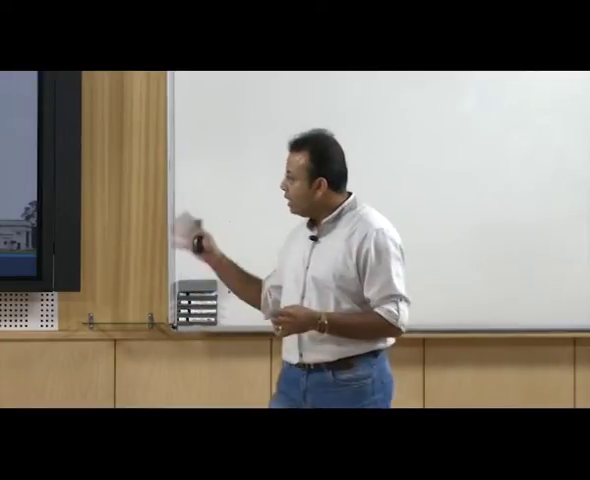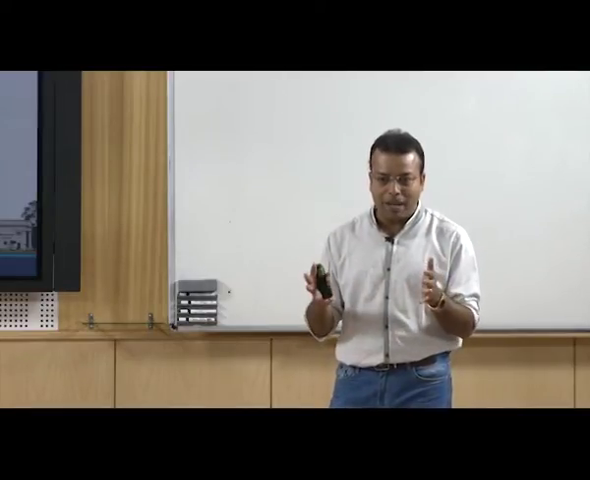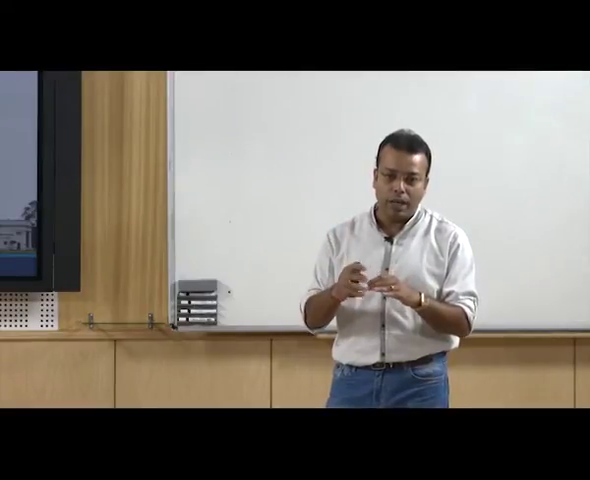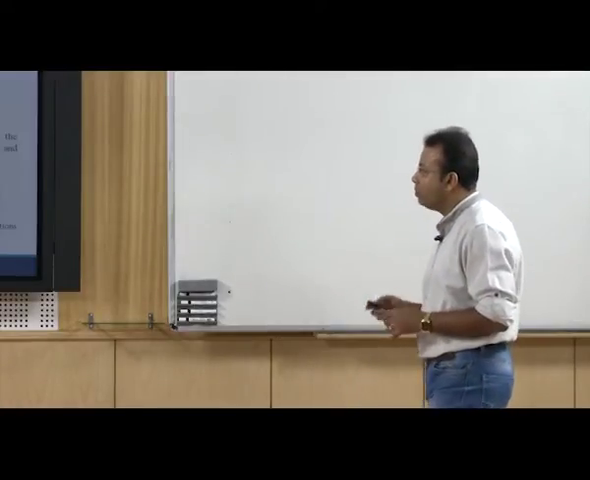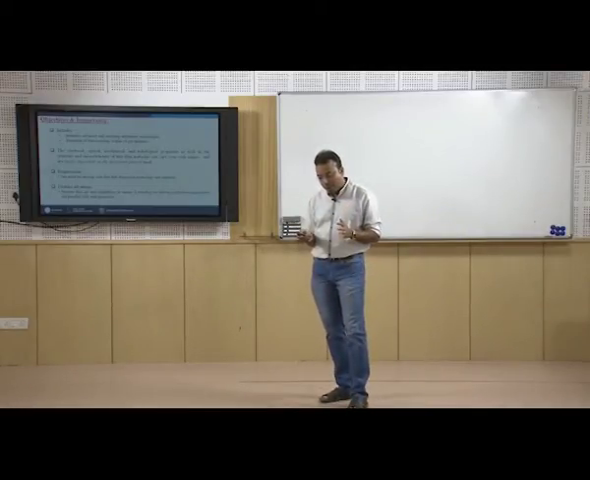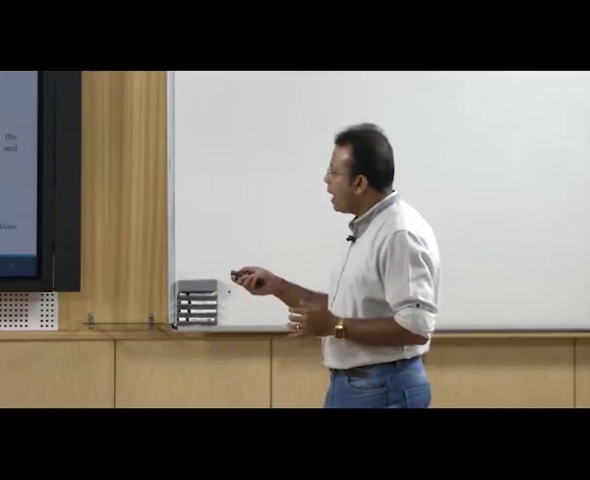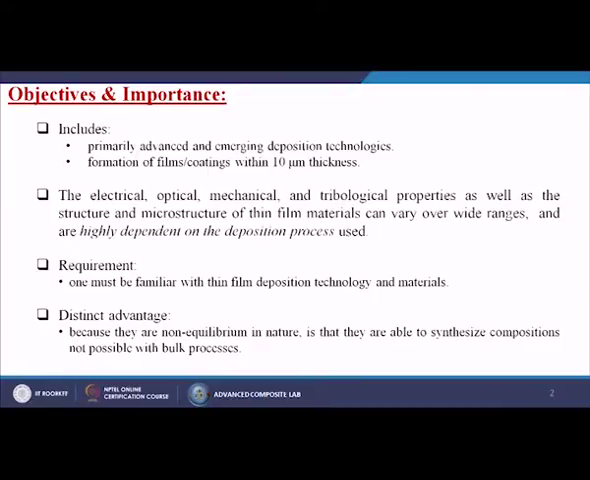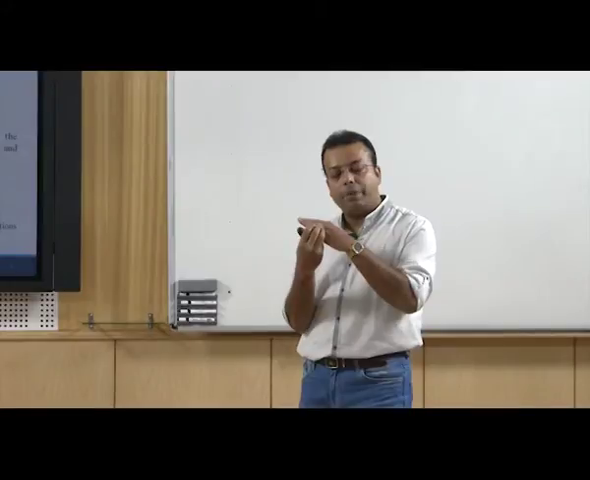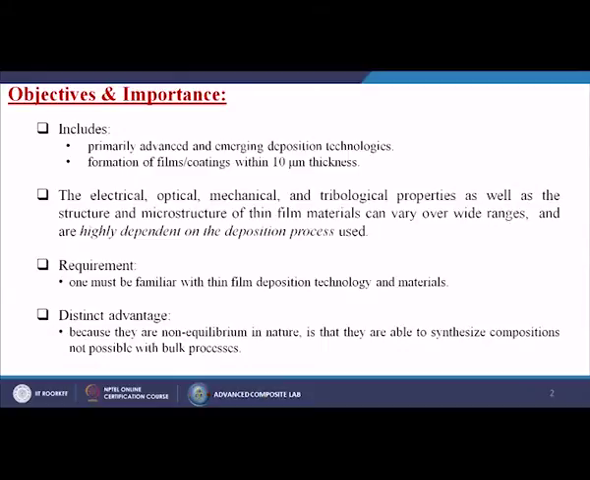Now, in this topic we are going to discuss the several types of deposition techniques by which we can deposit materials onto base metals or base materials. Before starting, we have to know the importance of this topic, why we are doing this kind of surface deposition. It primarily includes advanced and emerging deposition techniques, formation of film coatings with up to 10 micrometer thickness. Here we deposit certain materials onto the outer surface of the metal, up to 10 micrometers.